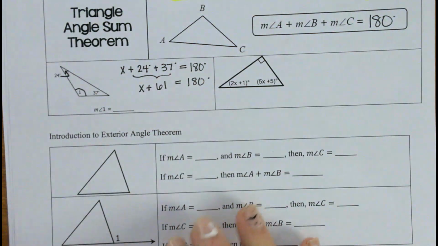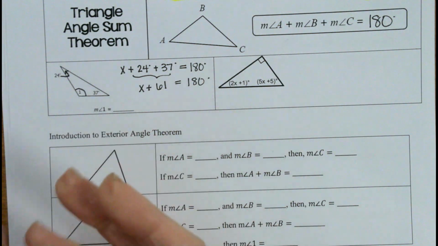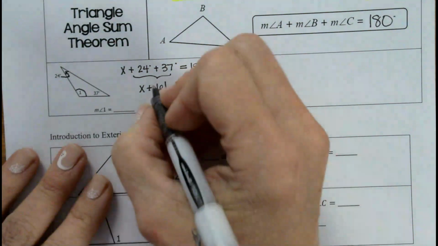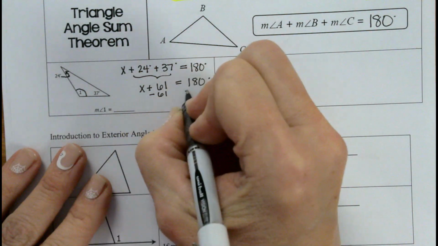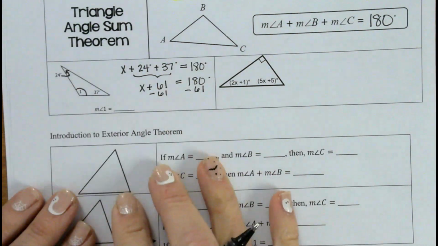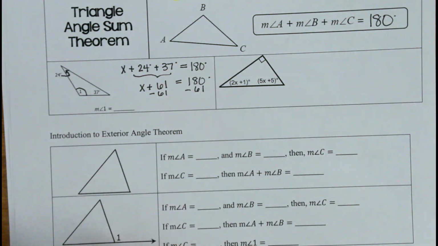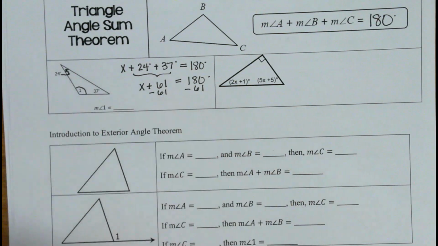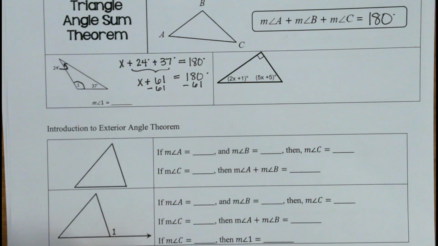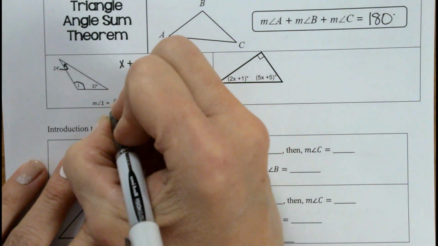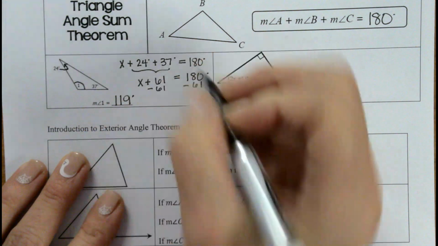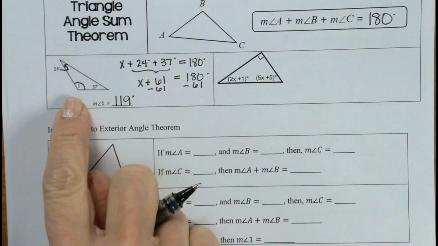Okay. And then finally, and I know you can do this last step with your calculator, but this last step you are subtracting 61. And I know that step can be done in your calculator. So, bless you, how much is x? How much is angle 1? Okay, it is 119.